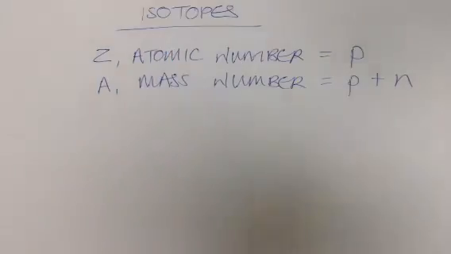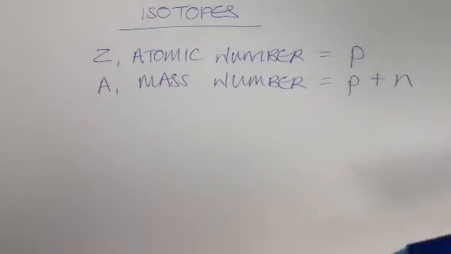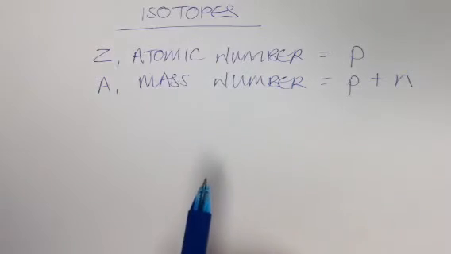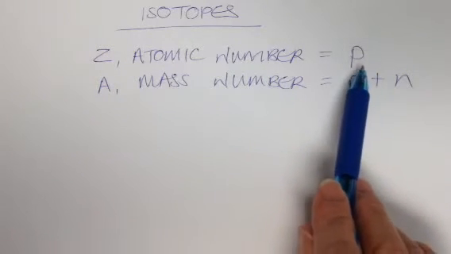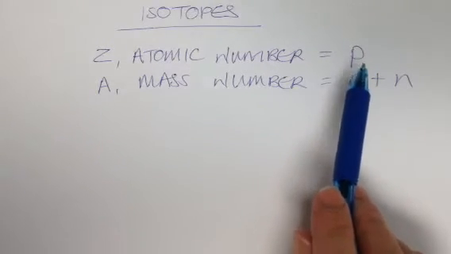Let's talk about isotopes. Isotopes are atoms of a particular element with different numbers of neutrons. And remember, it's protons that define the element. So we identify elements by their atomic number. Remember, we call the atomic number Z, and the atomic number is the number of protons. That defines the element, and that does not change in an ordinary chemical reaction.